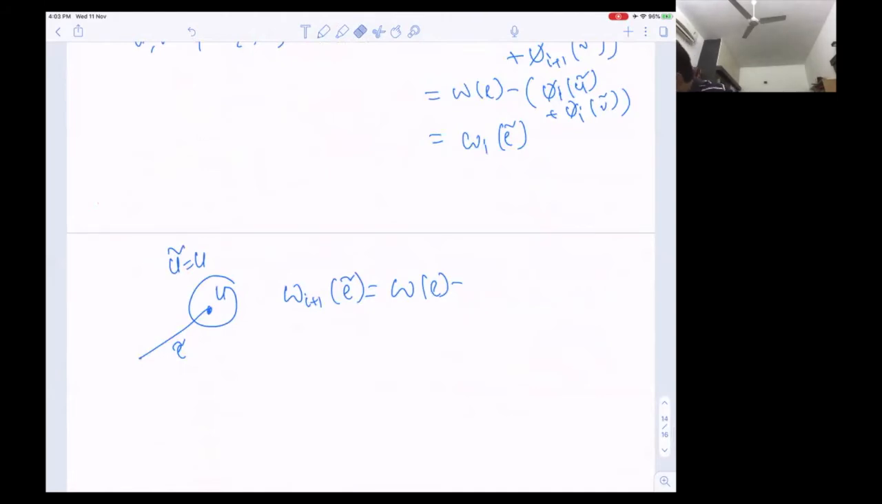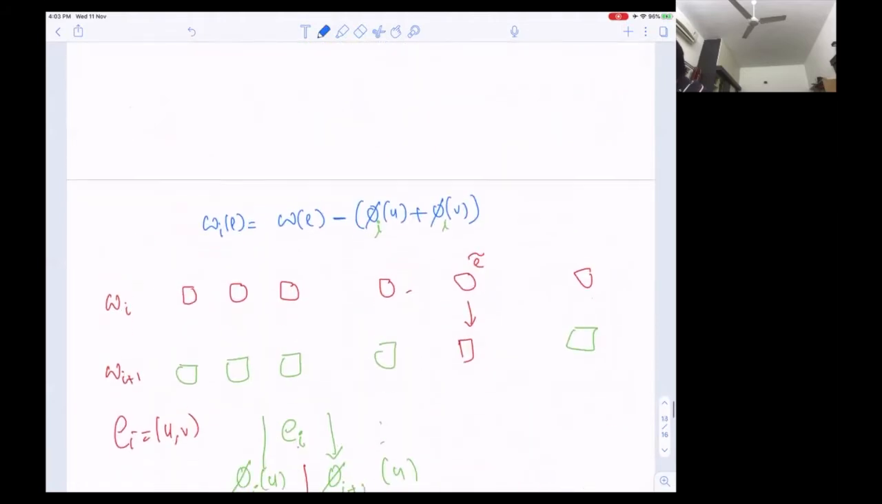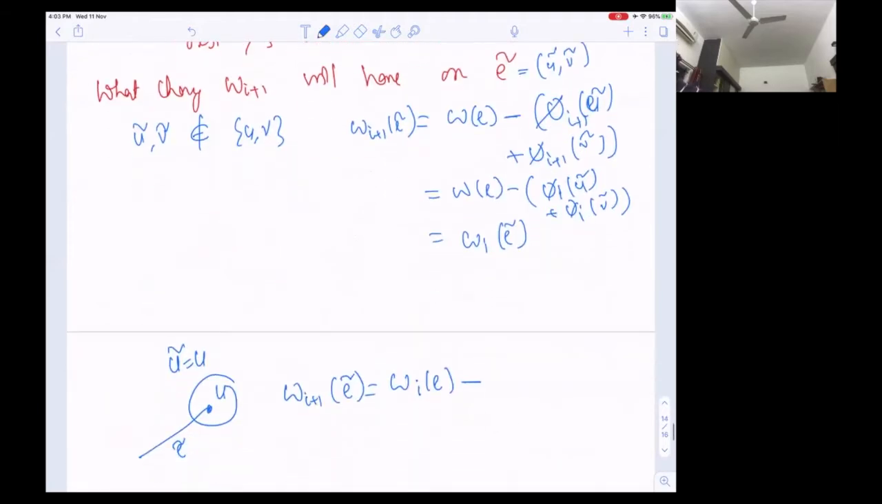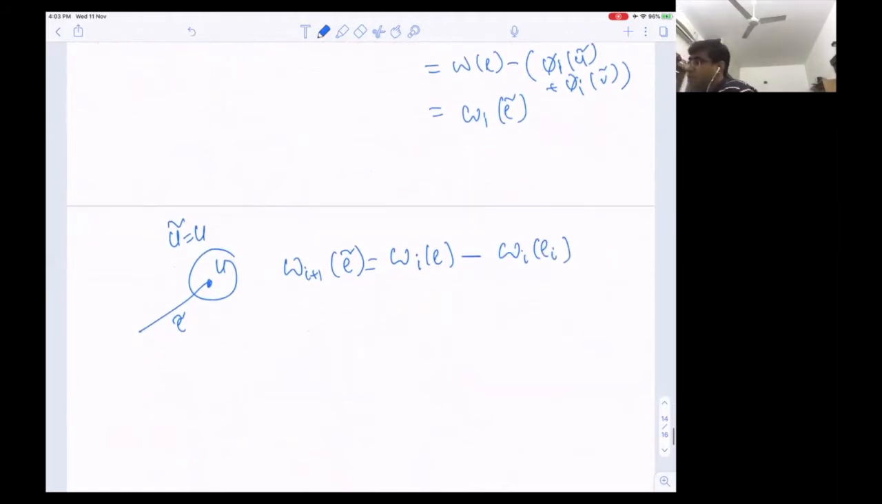So whatever was my weight in the ith stage, now I further subtract this quantity which I have subtracted. So this is going to be weight I of EI. This is what will be your weight function, or the relation between weight I and weight I plus 1.